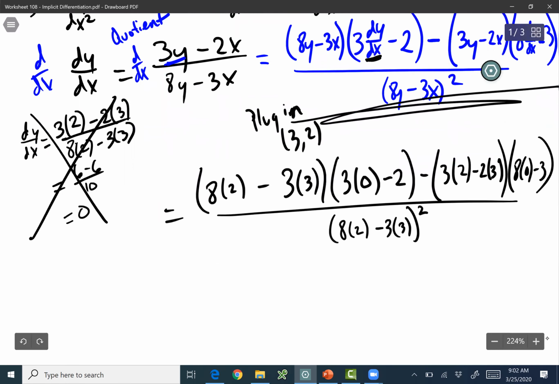So we'll go ahead and start trying to simplify. That part's going to go to 0. That part's going to go to 0. This is 16 minus 9. 16 minus 9 is 7.